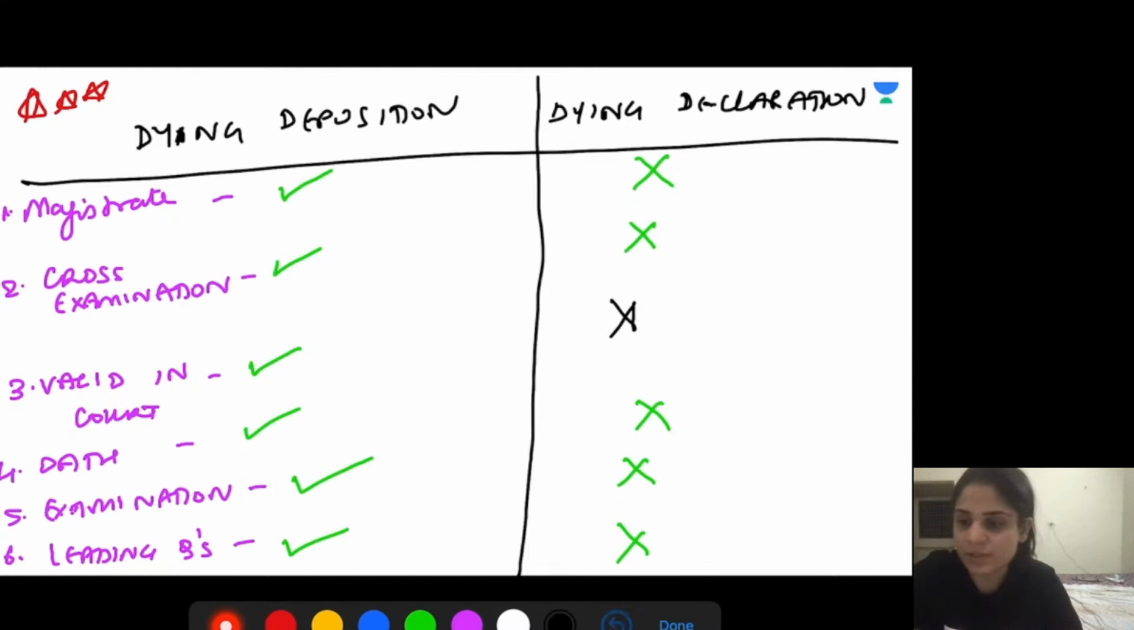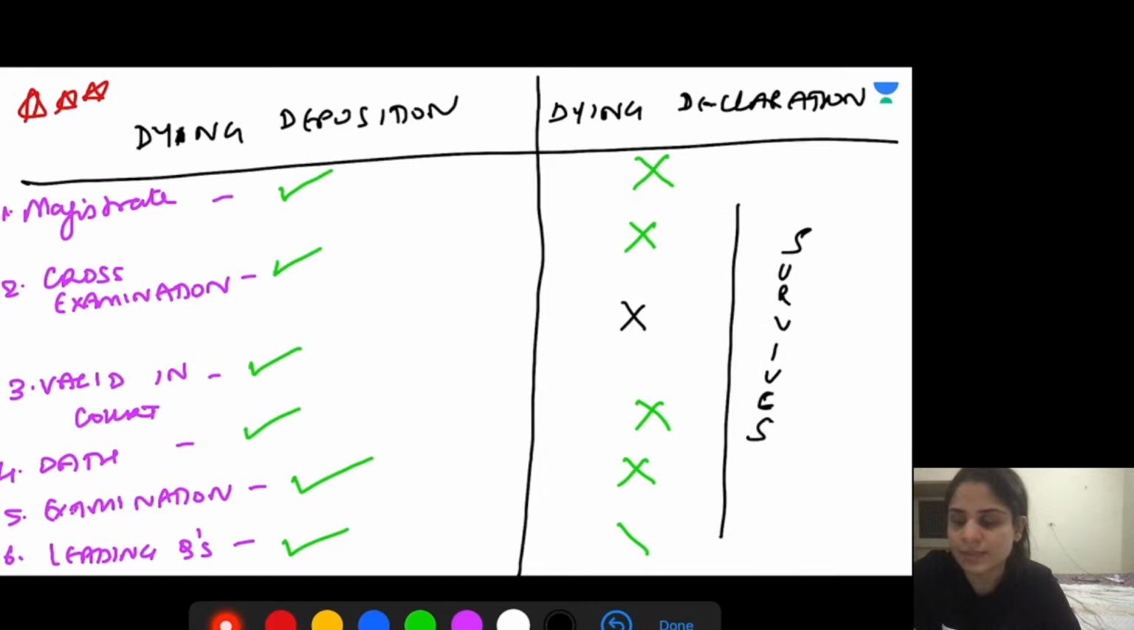But if this patient survives, at this time we are almost assuming that this patient is going to die within a few hours. Okay. If this patient survives, she will have to testify in court again. She will have to go in court and again give testimony of whatever has happened to her. Okay. So this is the difference between dying deposition and dying declaration.